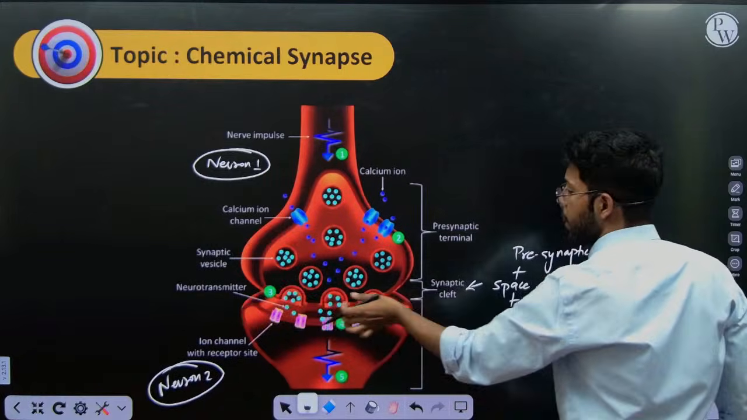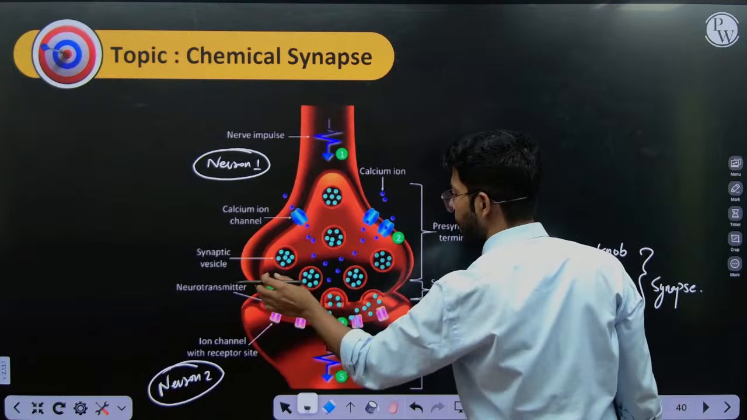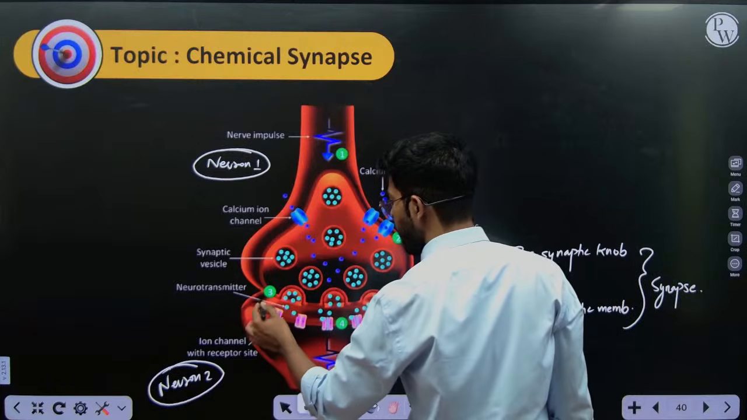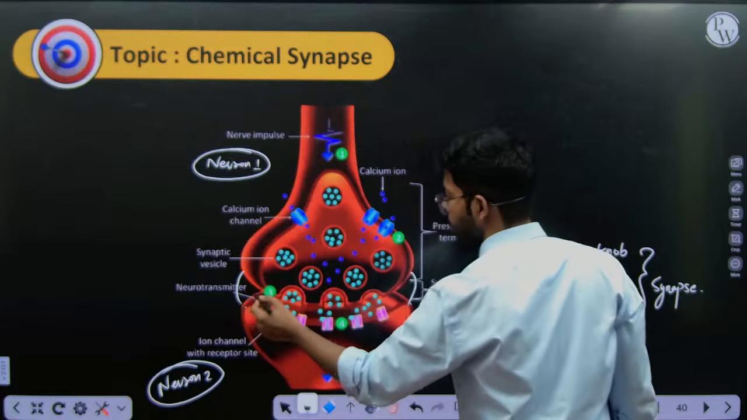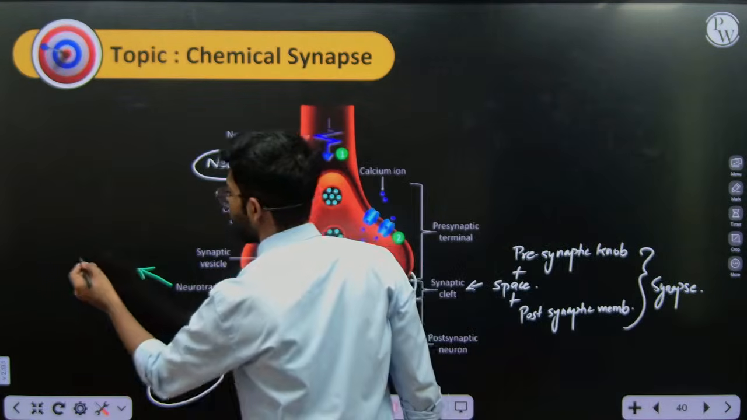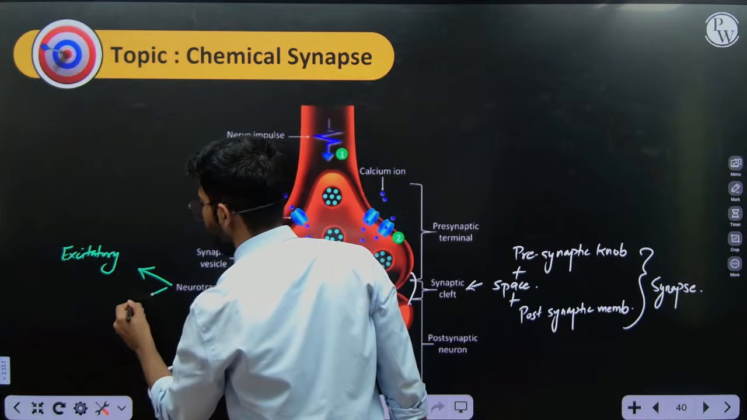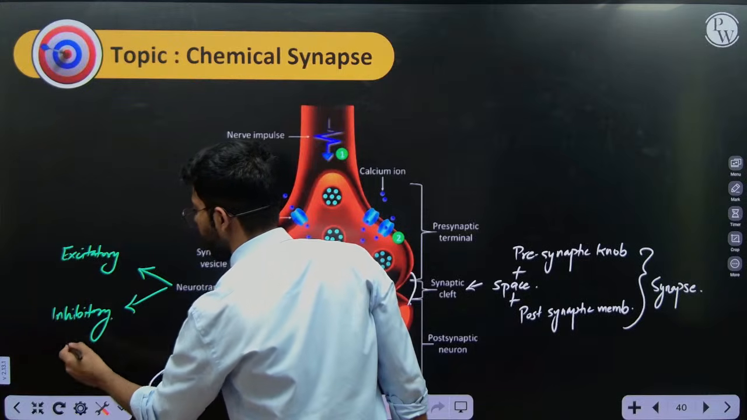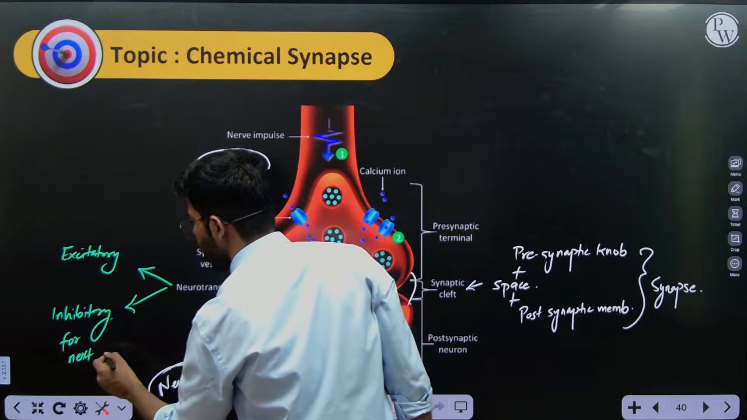There is a space present. They are not in direct contact. There is no fusion of the plasma membranes of these two. So you can see there is a space present in which the neurotransmitter is released, and the neurotransmitter may be excitatory and may be inhibitory for the next neuron or for the receptor.